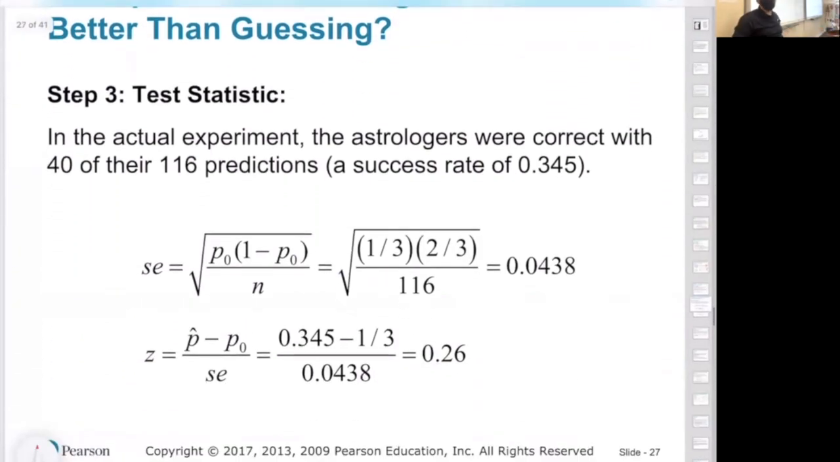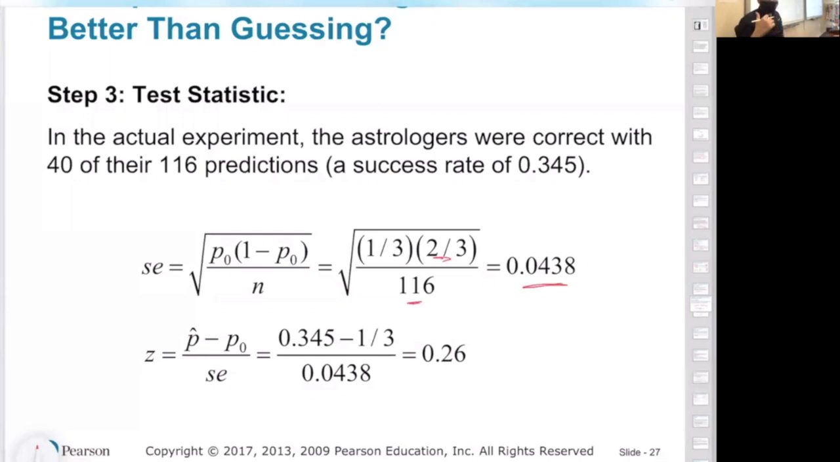Now calculate the test statistic. We need to know the value of this test statistic. So find the standard error: 1/3 times 1 minus 1/3, which is 2/3, divided by the sample size. So you have the standard error here.